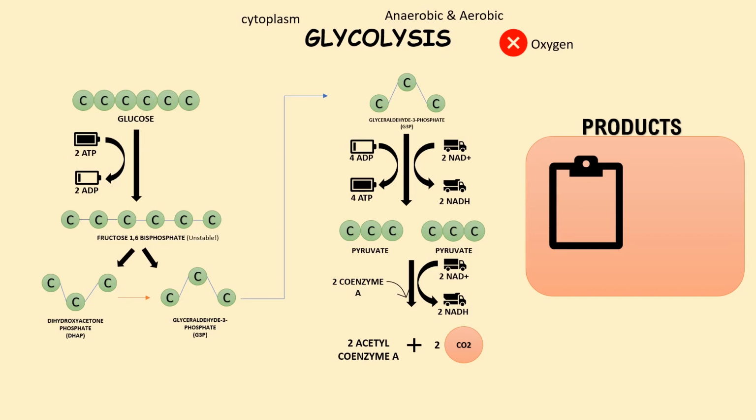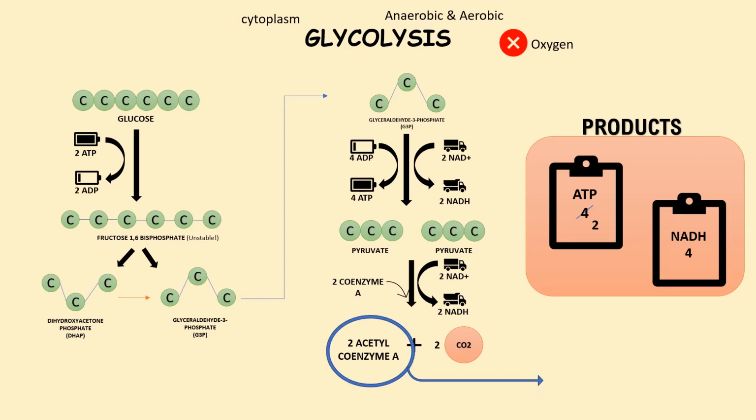To sum up, at the end of glycolysis, 4 ATP will be generated, but 2 ATP will be used up to start up the process. 4 NADH will also be generated. These 2 acetyl coenzyme A molecules will be used in the Krebs cycle later.